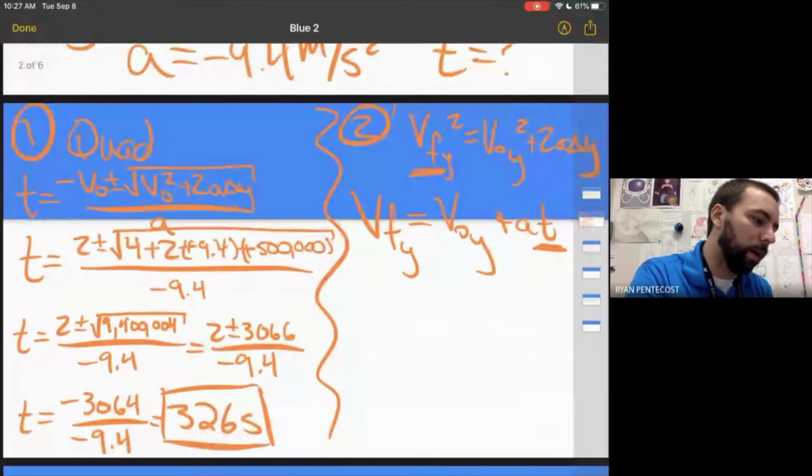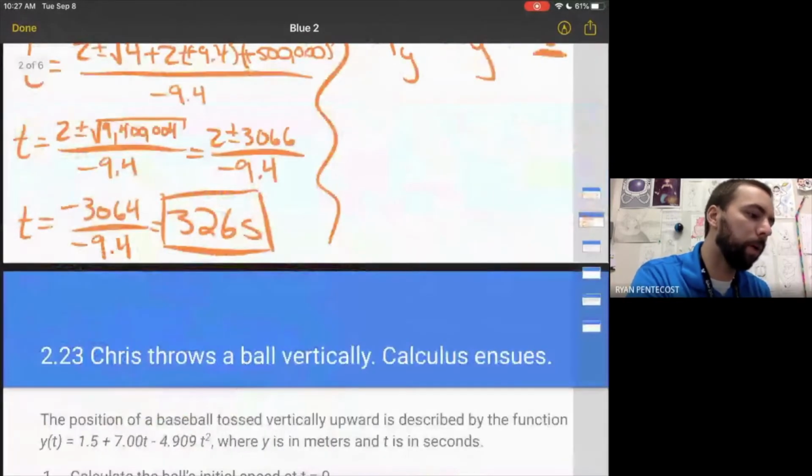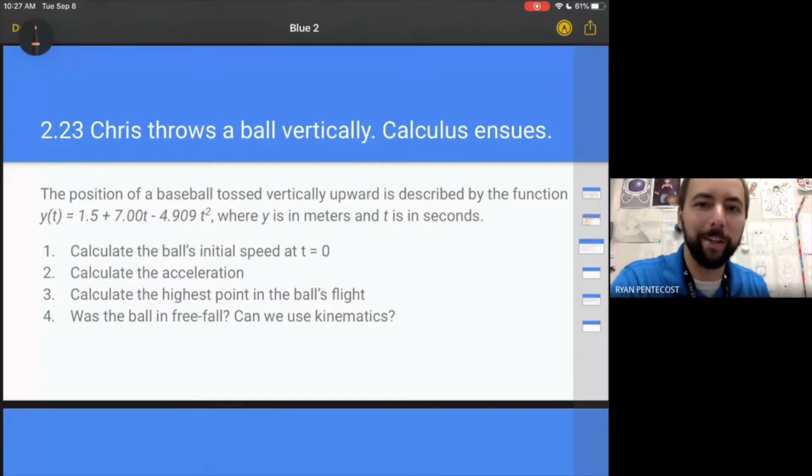Okay, let's go to the next example. Chris throws a ball vertically. Calculus ensues. So the position of a baseball tossed vertically upward is described by a function, y of t equals 1.5 plus 7t minus 4.909 t squared. Y is in meters, t is in seconds. So we've got 4 things to solve here.